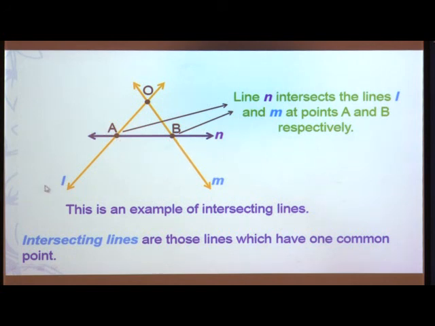So, we can say line L and line N are intersecting lines, line M and line N are intersecting lines. So, this is an example of intersecting lines. Intersecting lines are those lines which have one common point. Any lines crossing towards each other and forming a common point or a point of intersection are said to be intersecting lines.